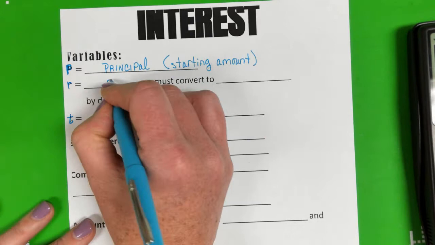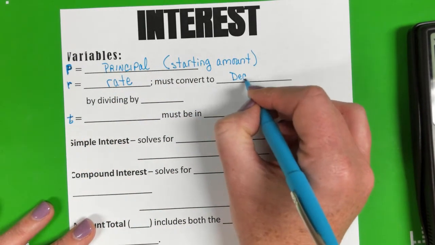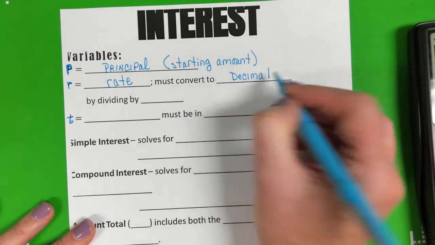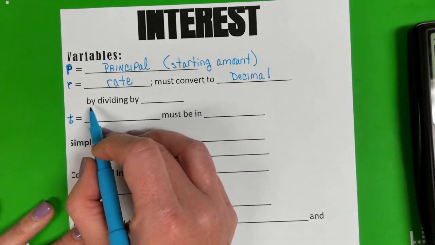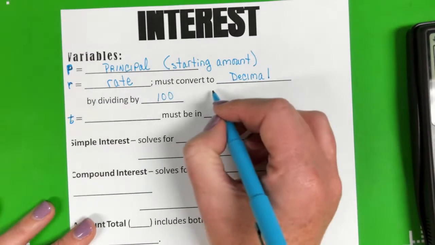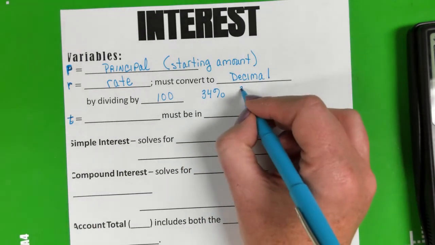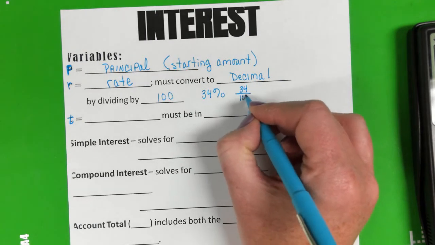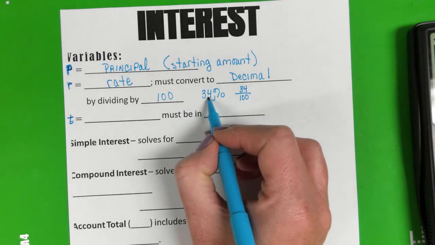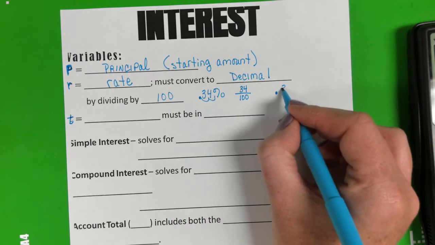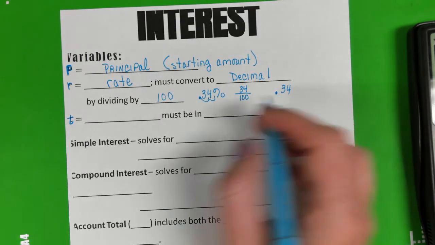The R, remember, stands for rate, and you must convert the rate to a decimal. The way we can convert it to a decimal very easily is by dividing it by 100. Let me give you an example. 34%. Percents are out of 100, so you can simply do 34 divided by 100. If you also remember the Dr. Pepper rule, where you can just move the decimal 2 places, that works as well. But either way that you choose to do it, you should get 0.34.